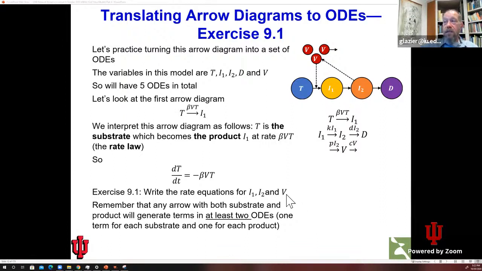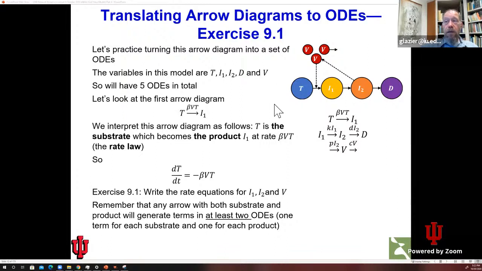You're going to have to write an ODE for each of the species, and I actually have left out D here, so there are actually going to be 5 ODEs. There'll be 1 for T, 1 for I1, 1 for I2, 1 for D, and 1 for V. And so what I'd like everyone to do is look at this diagram here and write down the other 4 ODEs. The one for I1, the one for I2, the one for D, and the one for V.